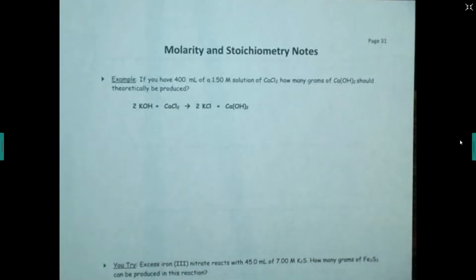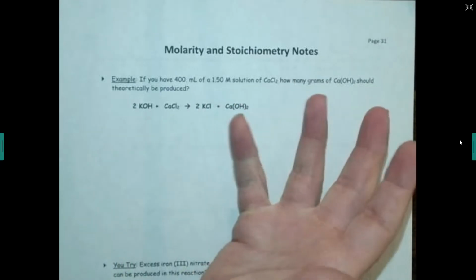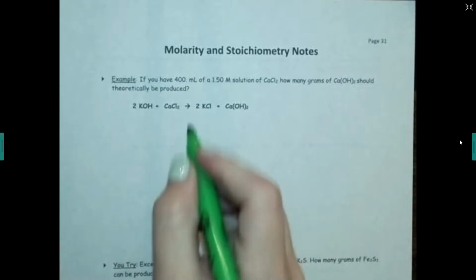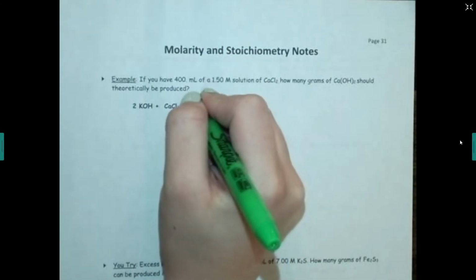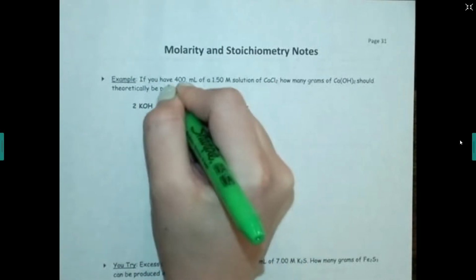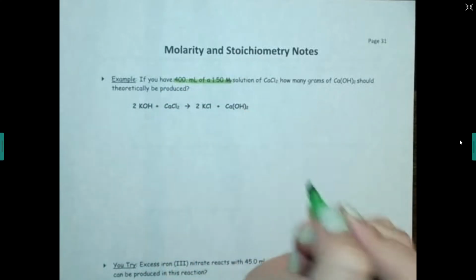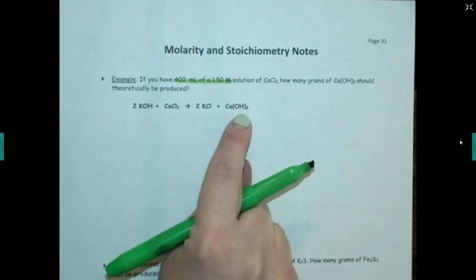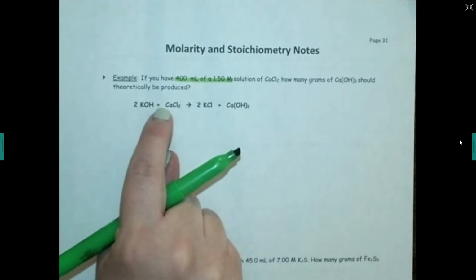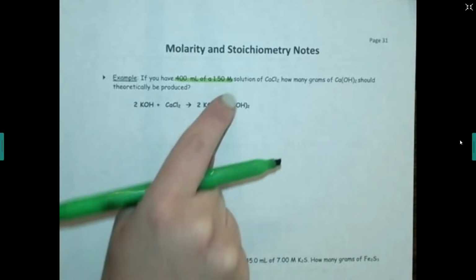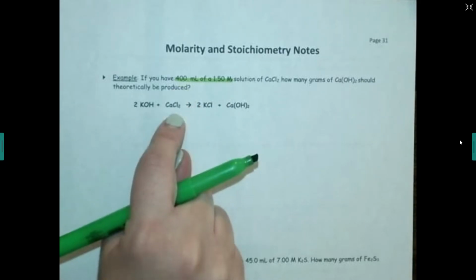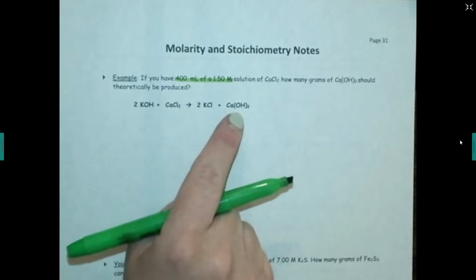In our first example, we're going to combine what we know about stoichiometry and what we learned about molarity last week. It says if you have 400 milliliters of a 1.50 molar solution of CaCl2, how many grams of Ca(OH)2 should theoretically be produced? So it tells you how much you have and what its concentration is, and it wants to know how many grams of this you can produce.